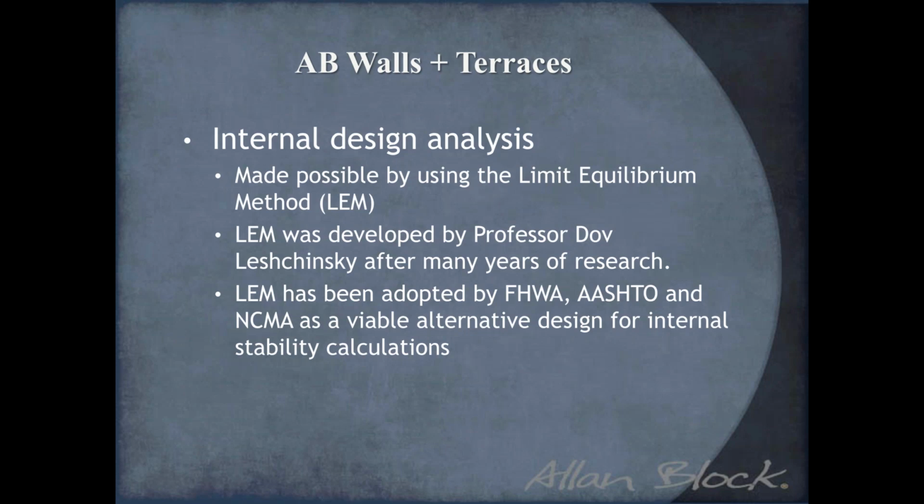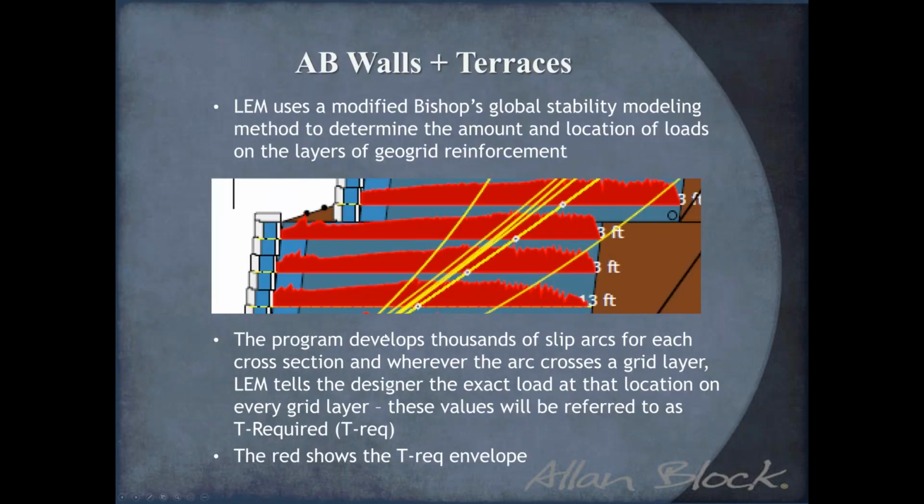He just keeps going. So limit equilibrium has been adopted by Federal Highway Administration, by AASHTO, and by the NCMA as viable alternative designs for internal stability calculations. So it's a very detailed analysis of the mass, and it uses a modified Bishop's global stability modeling program to determine the amounts and locations of loads anywhere along any grid layer within the wall.